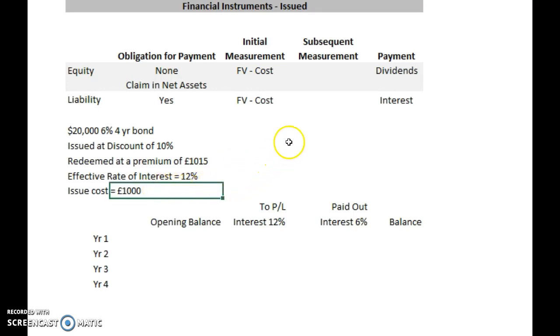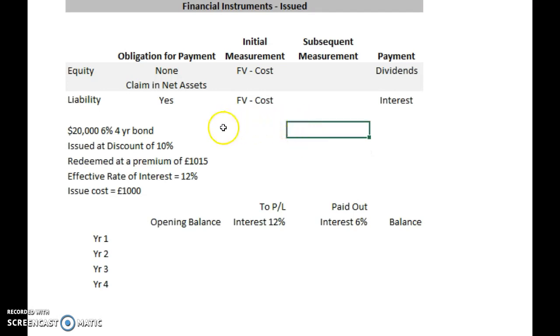So the first thing to work out is, is it a simple amortized scenario, or is this being held for trading and will be put straight through to profit and loss? Well, there's no indication otherwise, so we're going to assume it's just amortized, like it's a simple debt that we either hold or have given to a lender. So let's put in the numbers that we know.